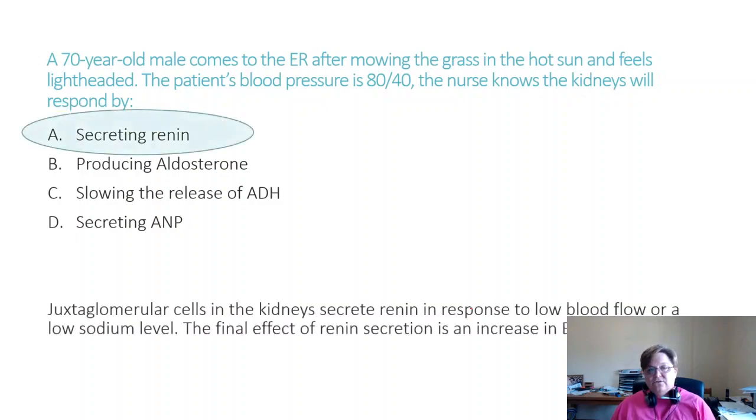So the kidneys do secrete renin. Remember, that happens in the juxtaglomerular cells in the kidney, and they secrete renin in response to low blood flow or a low sodium level. If the blood pressure is low, our patient has low blood flow. That's where you need to make that jump to know that low blood pressure equals low blood flow. And then the final effect of renin secretion is to increase the blood pressure.